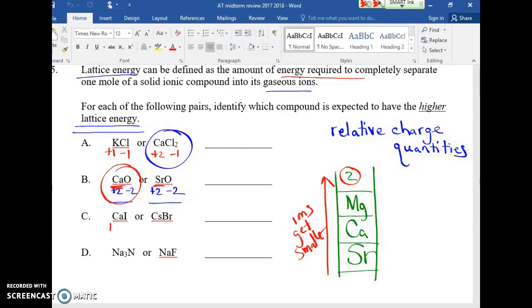C, assign charges, +2, -1, cesium +1, bromine -1, that's easy. We choose the greater charge quantities. So that has to be more greater lattice energy. D, Na plus 1, N minus 3, Na plus 1, F minus 1. Oh, no contest again. These have the greater charge quantities. This is a -3, which is a very negative charge.